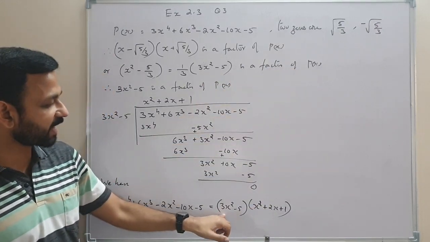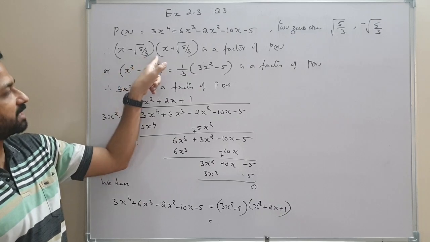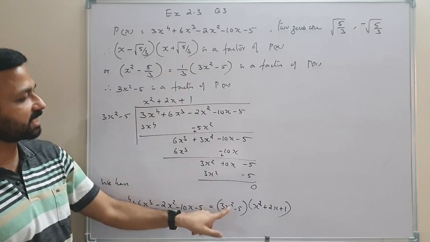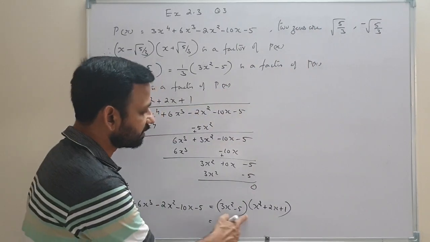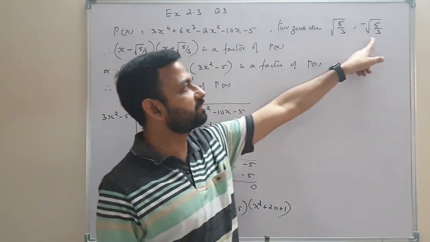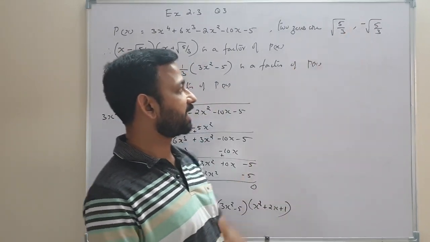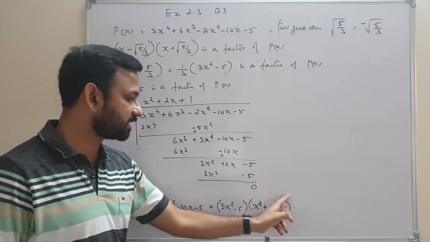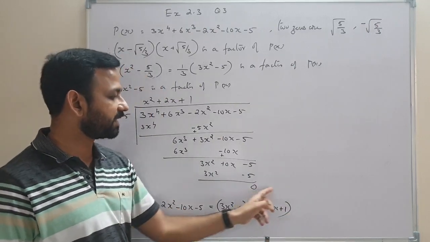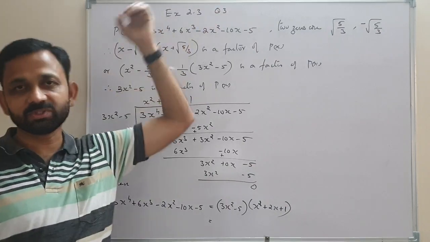And when we factorize this one, we will get (x − √(5/3)) and (x + √(5/3)) as the factors. And from here, we will get these two zeros, √(5/3) and −√(5/3). And when we factorize this quadratic polynomial by splitting the middle term, we will get the rest of the two zeros.